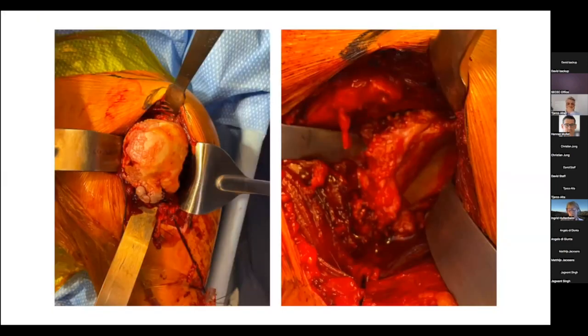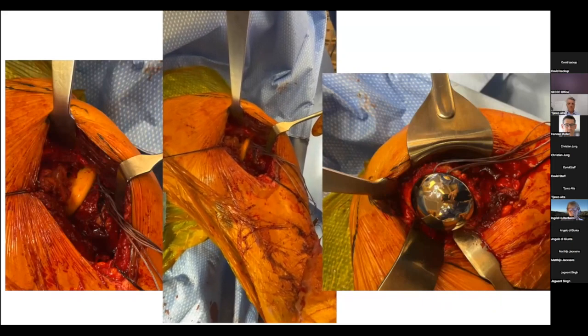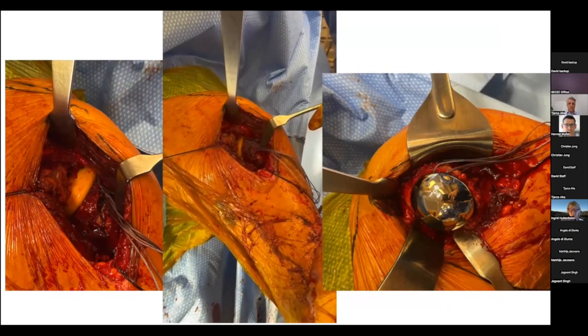This is the perioperative image of the humeral head, and this is clear, but also the glenoid, as you can see, is a huge problem with a lot of retroversion, a lot of dysplasia. And the final decision during the surgery was made just to go for a hemiarthroplasty.